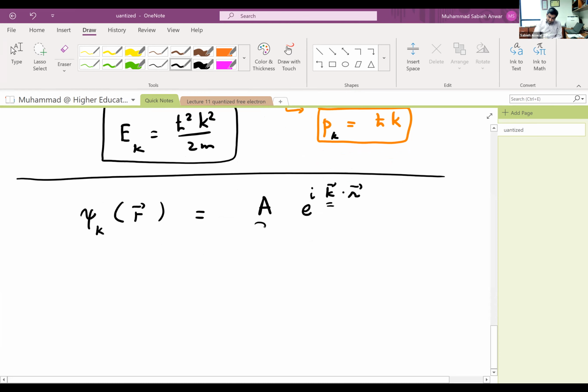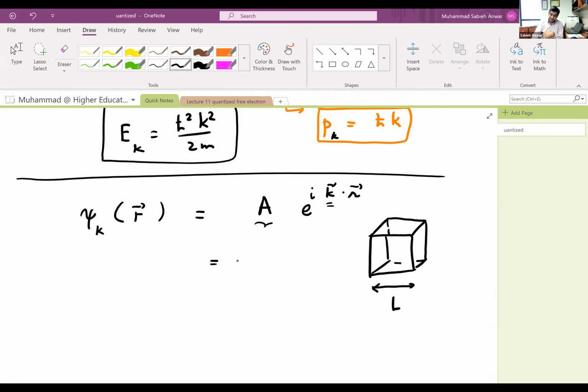Now, this normalization constant can also be determined from the idea of normalization. And normalization means that the electron wave must exist inside the solid. So if I have a cubic solid, now I'm not talking about the crystalline structure, I am talking about a piece of solid that is in the shape of a cube, each length L. Then this A I can determine from normalization, where we take the modulus square of psi and integrate over the entire volume. I can determine what A is. This turns out to be 1 over the square root of the volume.